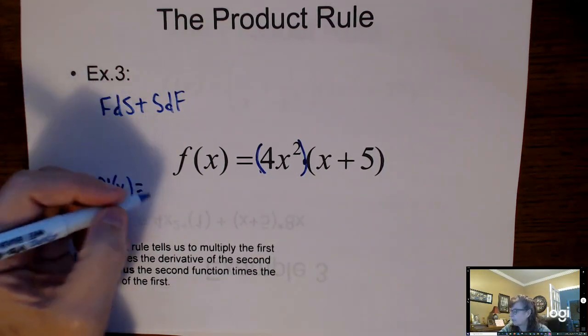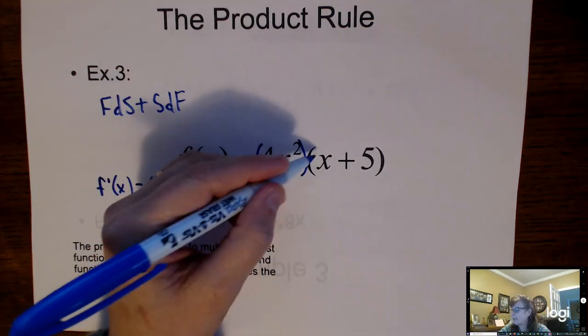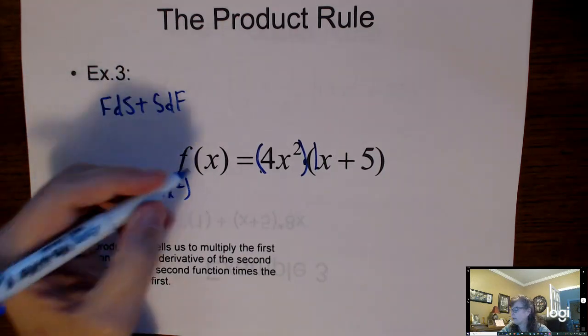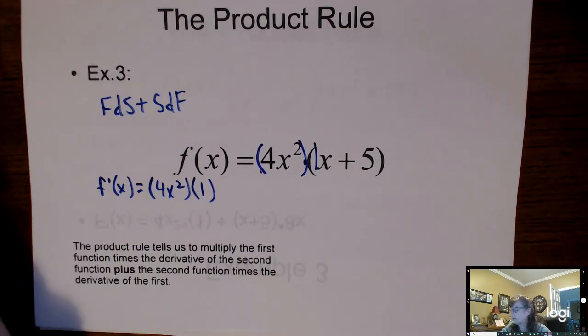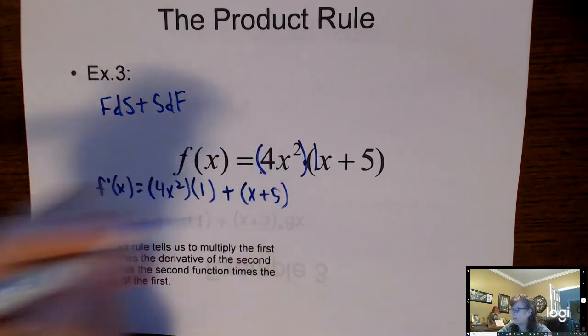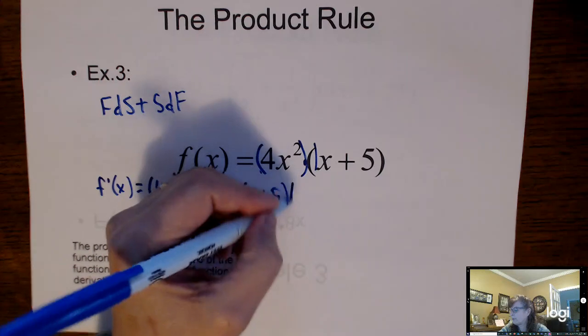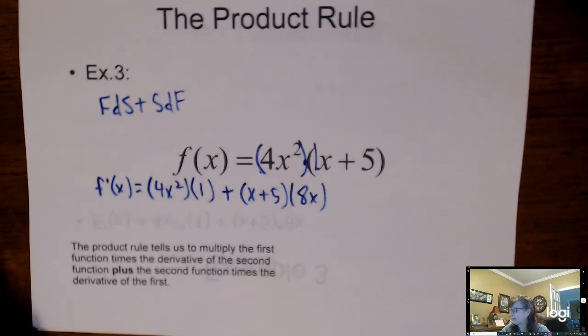So the first, that would be 4x squared times the derivative of the second. There's an understood 1 there, so that just is 1. That's the derivative. Plus the second, x plus 5, times the derivative of the first. The derivative of 4x squared is 8x. And you're done.